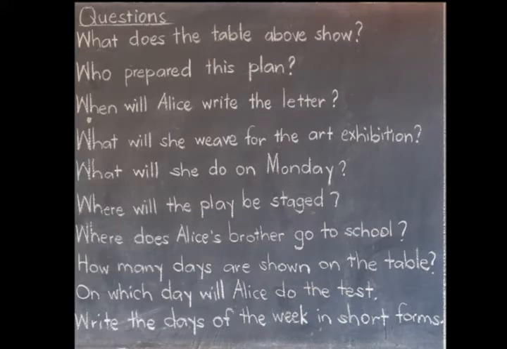The answer to question number 1 is found in the instruction. The instruction says, study Alice's plan for next week and then answer the questions about it in full sentences. So the idea we need is Alice's plan for next week. Bring that idea to the words in the question. Then make a full sentence in the right tense.